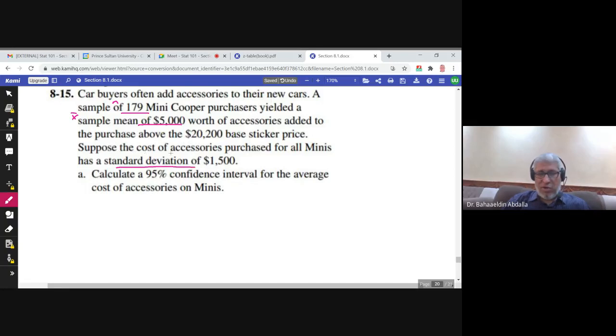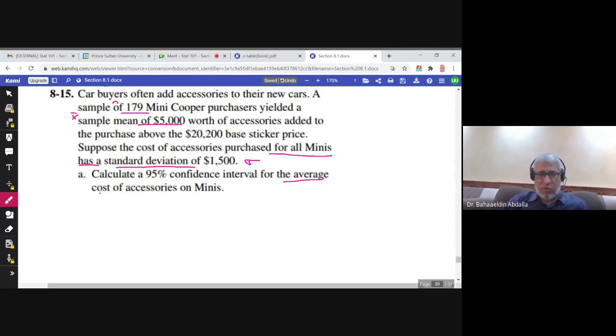Suppose the cost of accessories purchased for all minis has a standard deviation. So this is sigma, not s, because he's talking about all minis, the population, not the 179. Calculate a 95% confidence interval for the average cost.